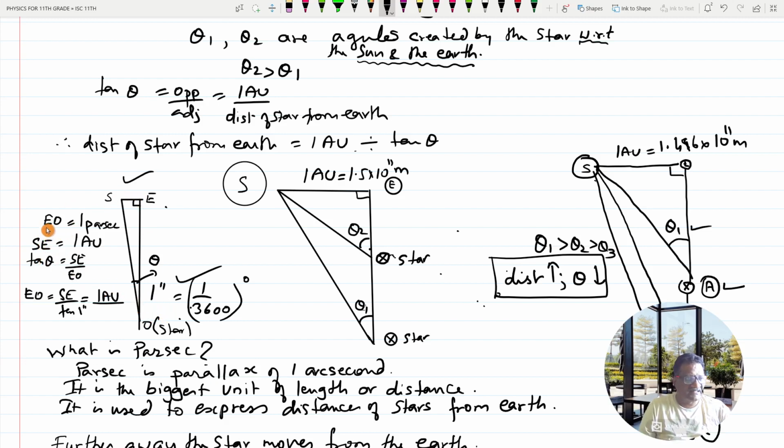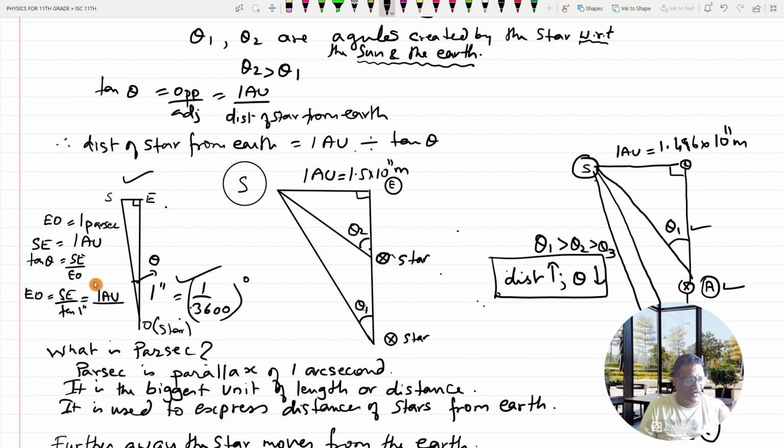So if you write EO is equal to 1 parsec, then this EO will be 1 parsec when SC is equal to 1 AU, and your tan theta will be equal to SC upon EO. Now this is a right angle triangle. This is 90 degrees. This is theta. So tan of theta will be opposite upon adjacent. So opposite is SC and adjacent is EO. So tan theta will be equal to SC divided by EO.